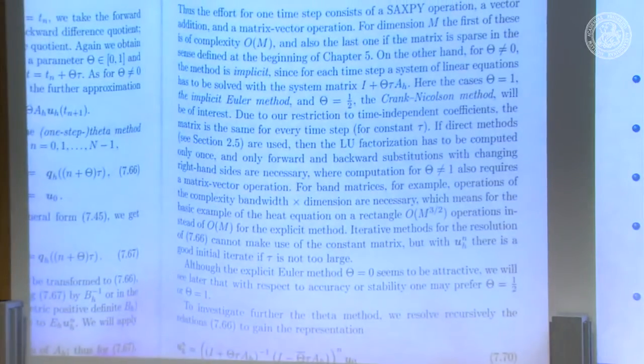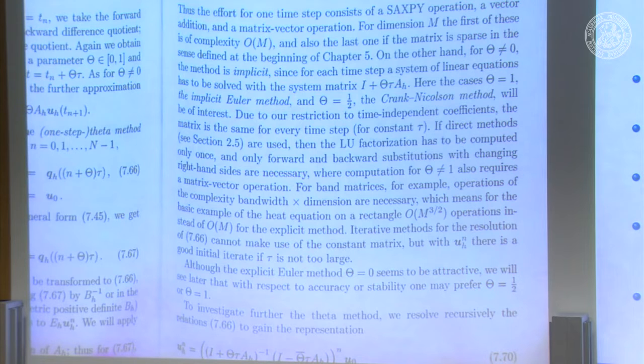That also applies to all the other theta values. So at the level of discussion we have now, there's no reason to apply theta equals 1. Theta equals 1 produces much more effort than theta equals 0. Implicit Euler produces much more effort than explicit Euler.